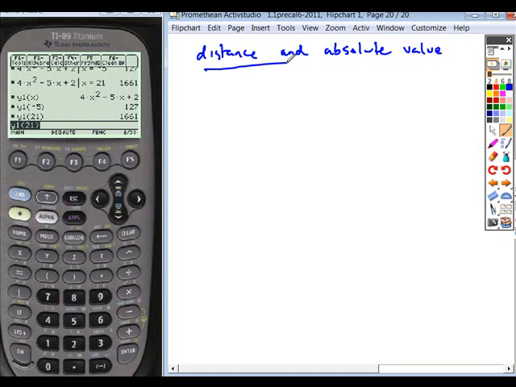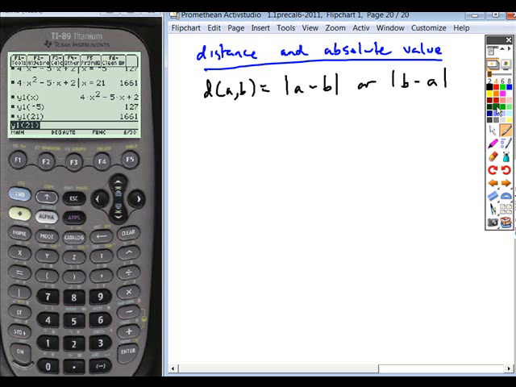Absolute value in terms of distance. If you recall this equation, distance on a number line is equal to the absolute value of the difference of coordinates. And it didn't matter which order you put those. Okay, so here's the pattern that you can look at for this.